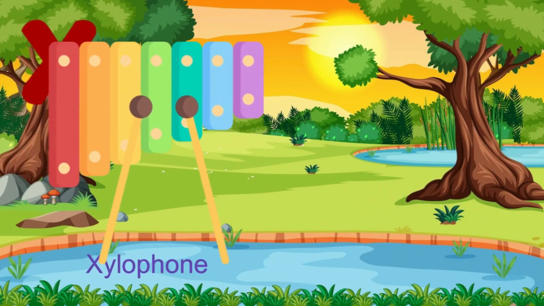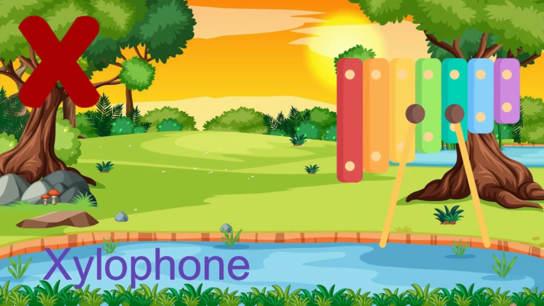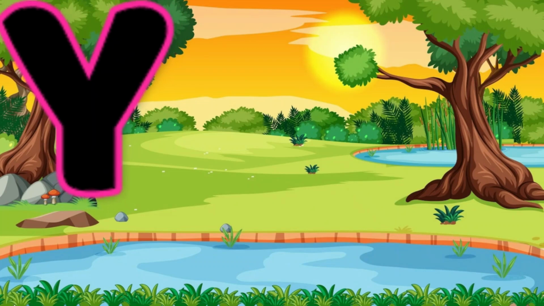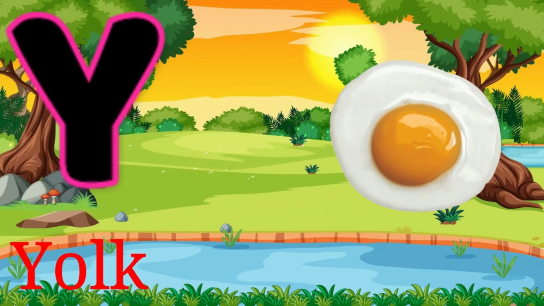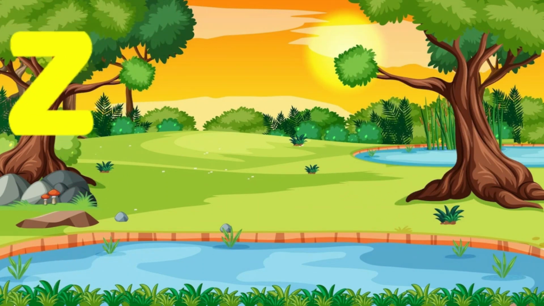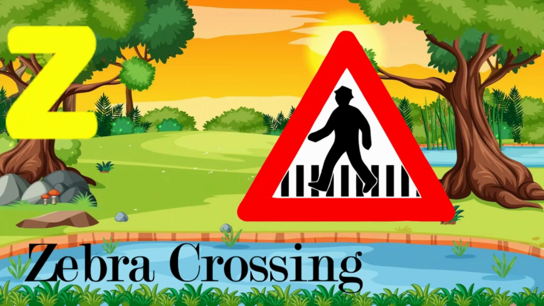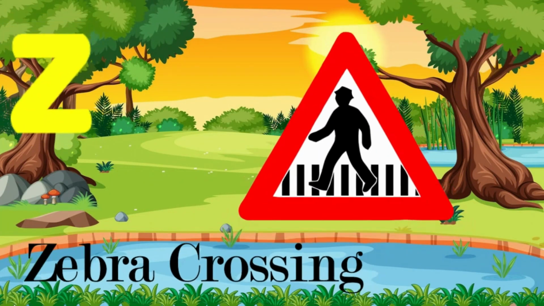X for xylophone. Y for yolk. Z for zebra crossing.